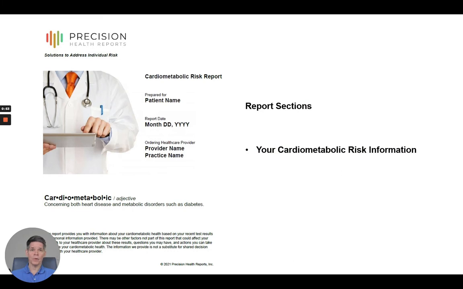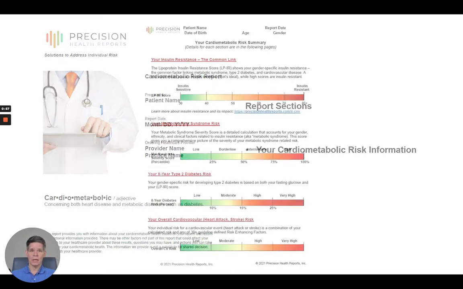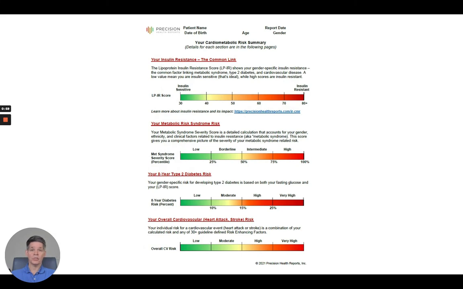The most important information has to do with details regarding your cardiometabolic risk. Now, the first page of this is a summary page which looks at four areas. Insulin resistance, which is the linchpin or the integrating part between diabetes, heart attack, and stroke. The second section is your metabolic syndrome risk. The third is your 8-year diabetic risk. And the fourth is your overall cardiovascular risk.